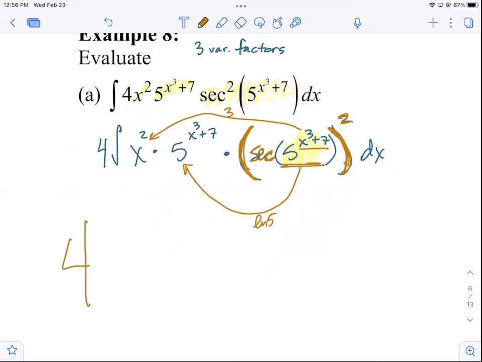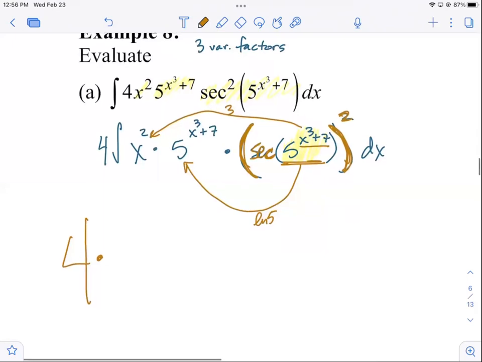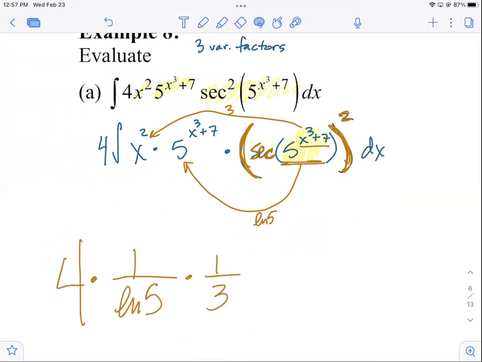So now we're ready to go to the answer. 4 goes along for the ride. We have 2 corrections to make, don't we? From the first layer, we are off by a natural log of 5. So I have to have a correction of 1 over the natural log of 5. From the second layer, I'm off by a 3. So I have to have an additional correction of a third. So there's 2 corrections to make. Once you get rid of all your corrections, you just move on now to the rule of integration.